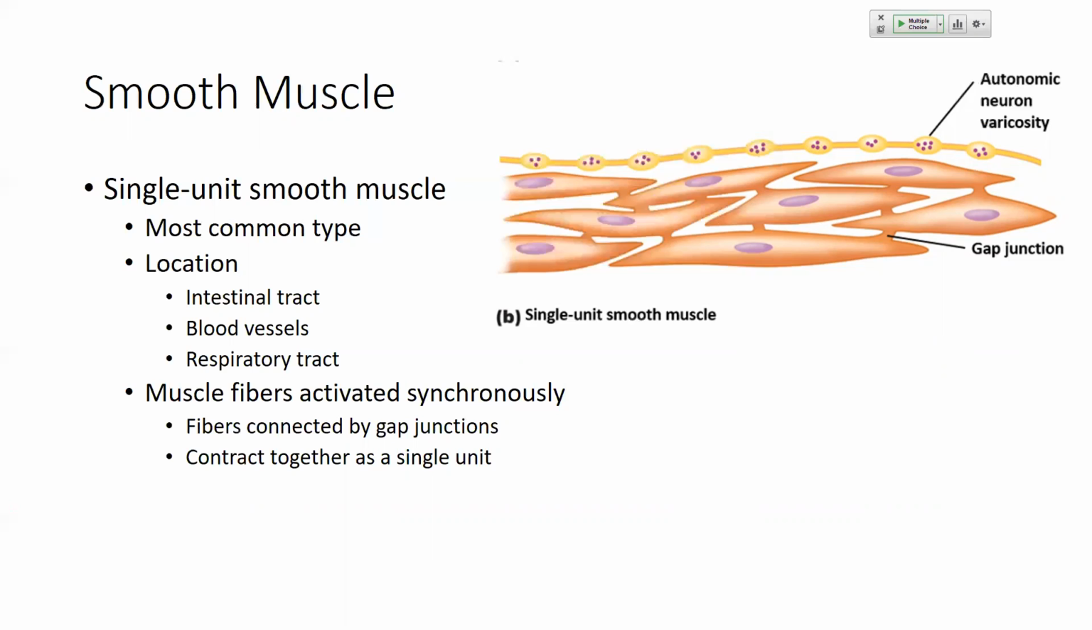Okay, so all the cells are on the same page, they're sharing information, they're synchronizing with one another. And so the contraction of this type of smooth muscle happens as a single unit, hence the term single unit smooth muscle. All right, so I really want you to make that connection between the presence of gap junctions, which allow for cell-to-cell communication, and the way that this type of smooth muscle behaves.